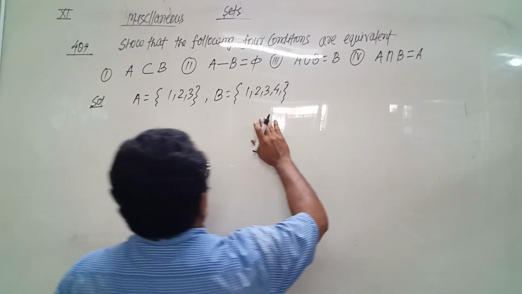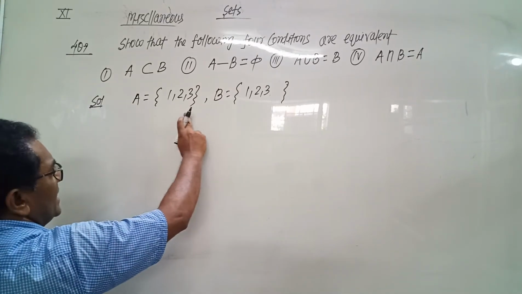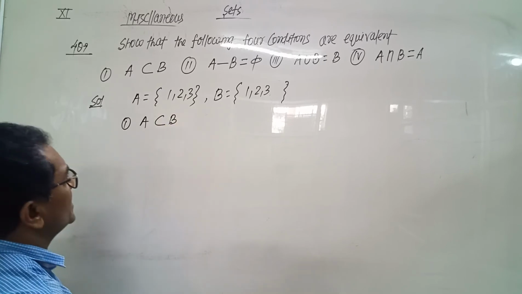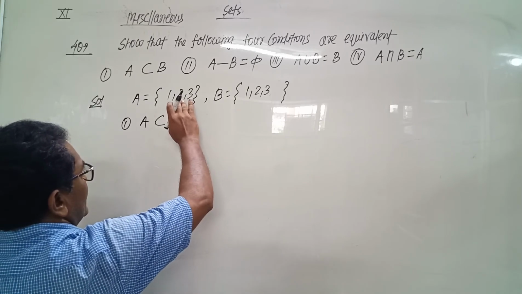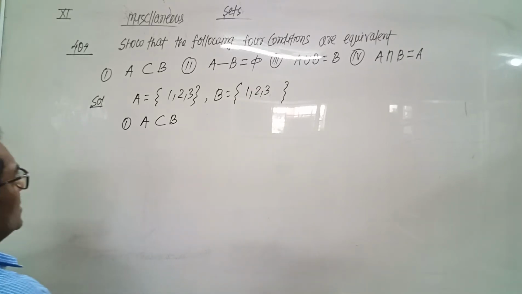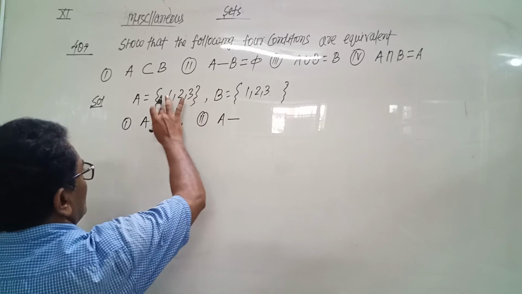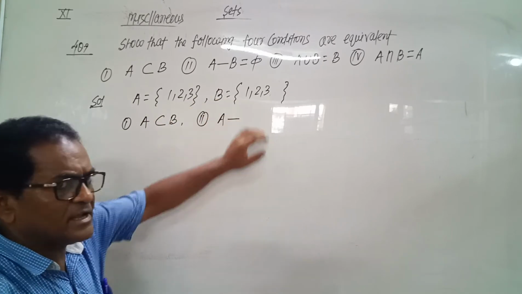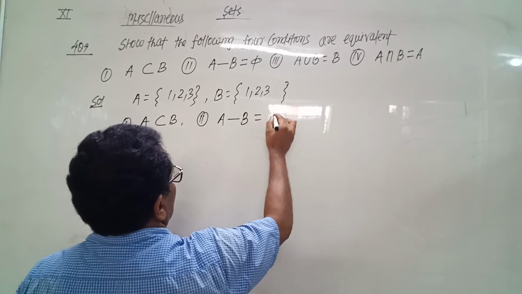And A union B, {1, 2, 3} and {1, 2, 3}. So every element of A is an element of B. So this condition is true, A is a subset of B. And A minus B means those elements of A which are not in B. So there is no element in A which is not in B. Means every element of A is an element of B.